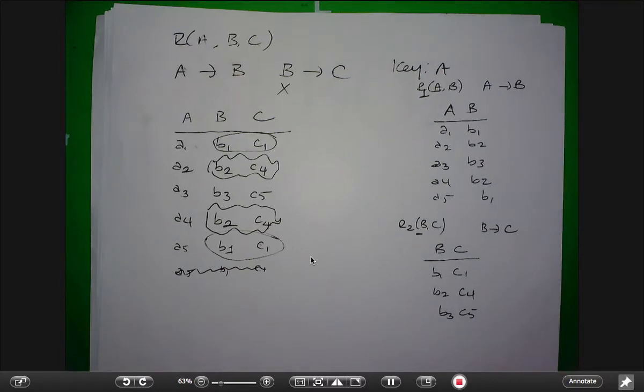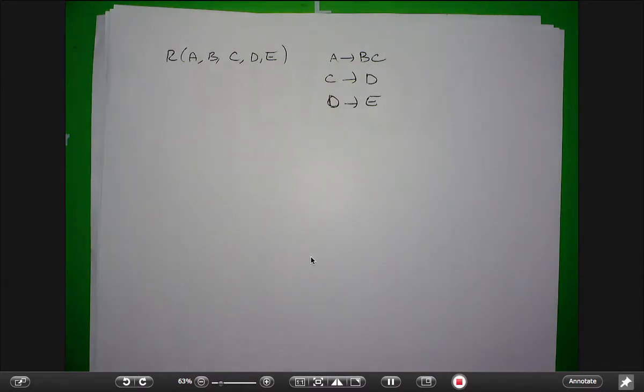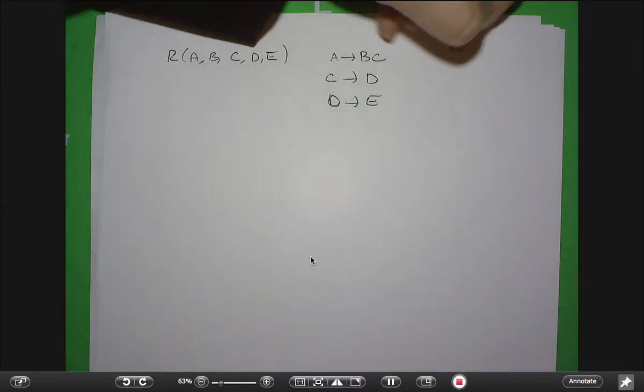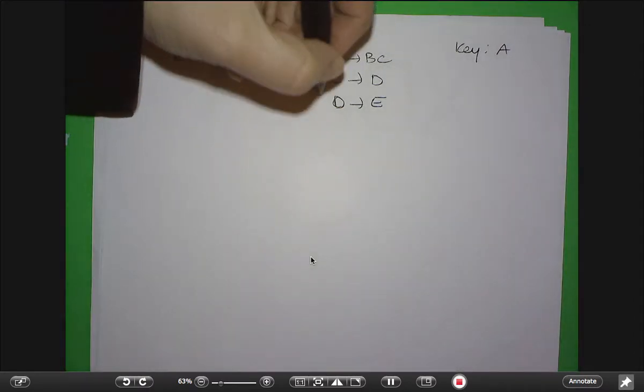Okay. So the algorithm for BCNF decomposition is fairly simple. I'm going to go through it with an example. So let's say you have A implies BC, C implies D, and D implies E. You look at first the relation and find the key. And what is the key? In this case, A. Then mark all functional dependencies that violate Boyce-Codd normal form, both of these.